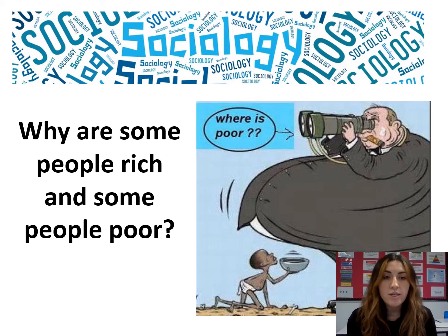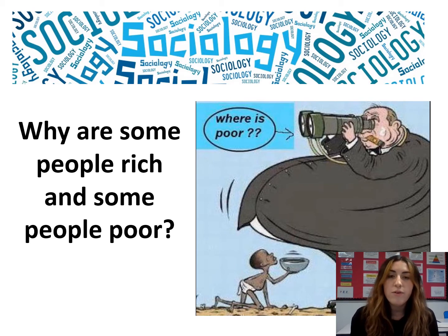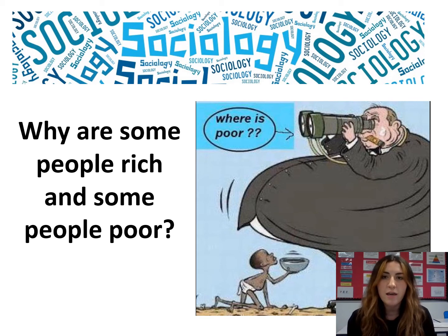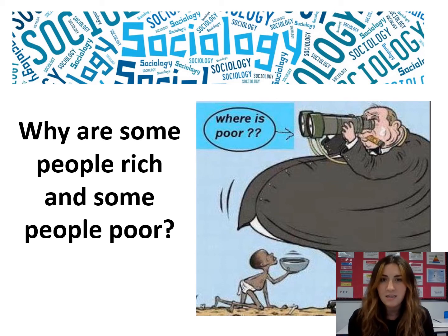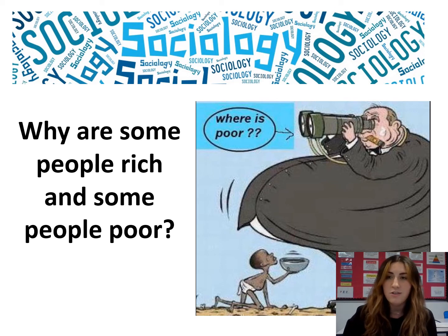So we'll look at questions like, why are some people rich and some people poor? We will critically compare and evaluate social structures, thinking about why they exist and how they were created. Who do they benefit? We'll look at Marxism and his critiques of capitalism. We'll look at poverty as a social issue and different forms of power relations and how this affects life chances.